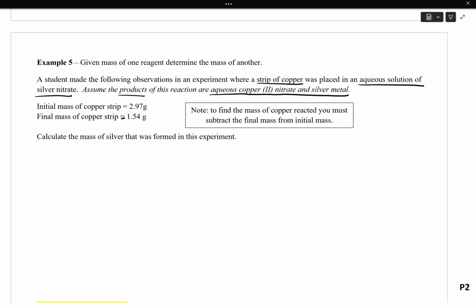So we can write out our equation for that. We have a strip of copper, so Cu solid, plus silver nitrate. So silver is Ag1+, and nitrate is NO3 negative. So our formula will be AgNO3, and it will be aqueous.